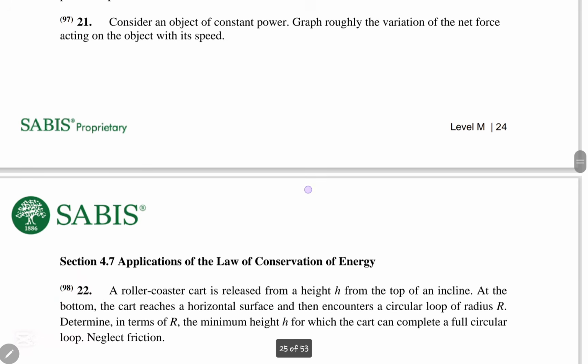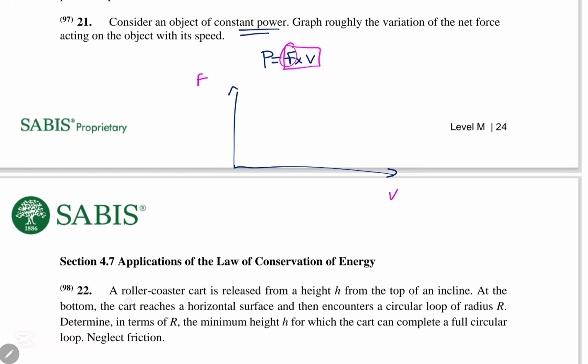And then last but not least, question 21. Consider an object of constant power. Very important. Graph roughly the variation of the net force acting on the object with its speed. Here, this is used to explain that power is equal to force times velocity. You can also find the power by doing force times velocity. If you drew the graph, it would look something like this. They want the force versus speed, or velocity, graph. Since they are on the same side of the equation, they're not directly proportional, they're inversely proportional, so their graph would look like this, okay?